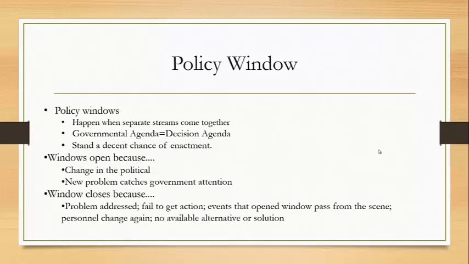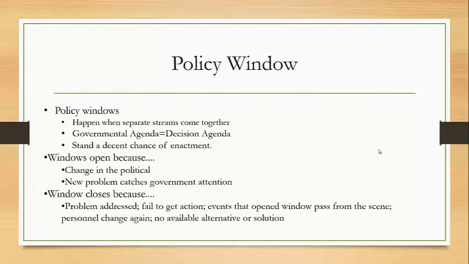But windows close for a variety of reasons too. So, for example, the problem gets addressed, right? So it's just no longer an issue. We can think about this in terms of the hole in the ozone layer. Making the aerosol chemicals illegal, so that we're not using those, has drastically reduced the hole in the ozone layer, and it's become in a lot of ways a non-issue, right? But that's the positive side. So somebody acts and the problem gets addressed.